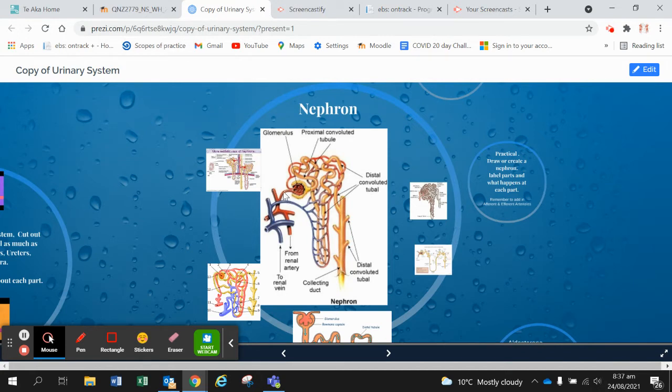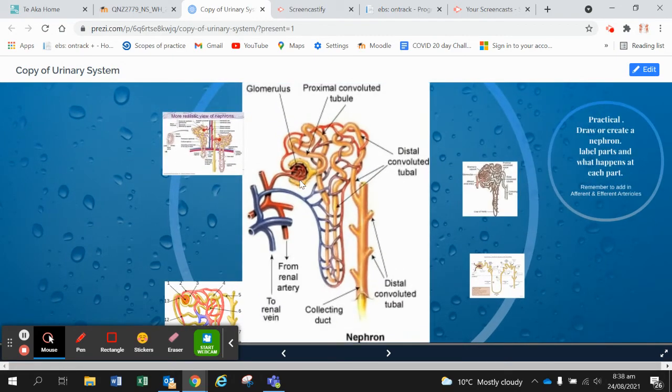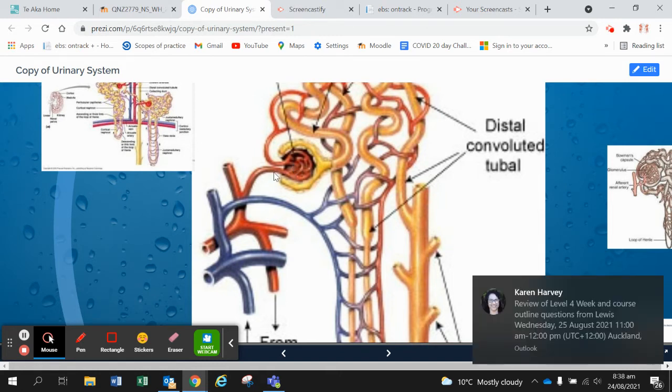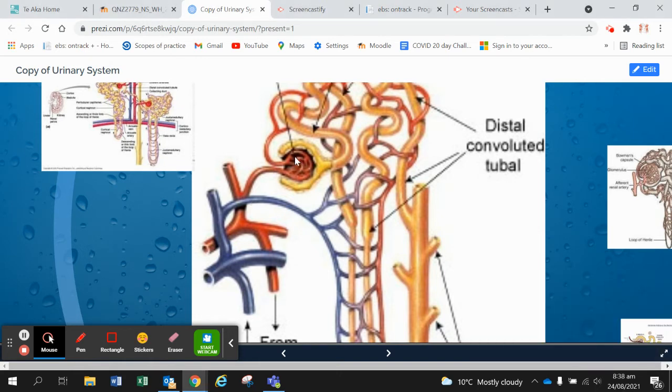Okay, so your artery has come into what we are going to be labeling when we go past your Bowman's capsule. So this big C shape, let's go bigger. This big C shape here is called your Bowman's capsule. And this cluster of capillaries here is called your glomerulus. So all of this oxygenated blood will be coming into your glomerulus. And whatever can get out of the capillaries and get into the Bowman's capsule will.